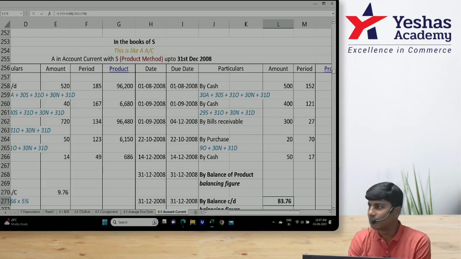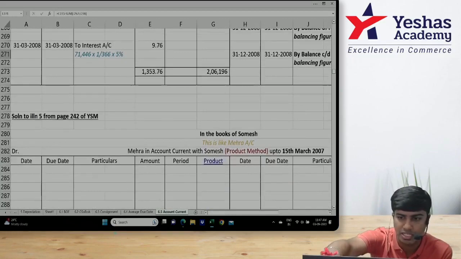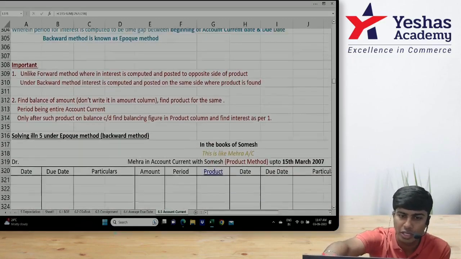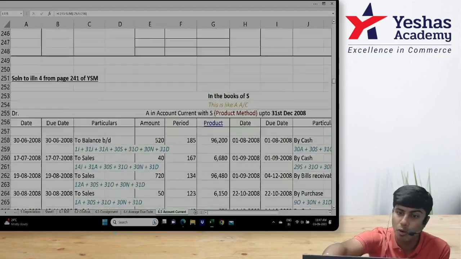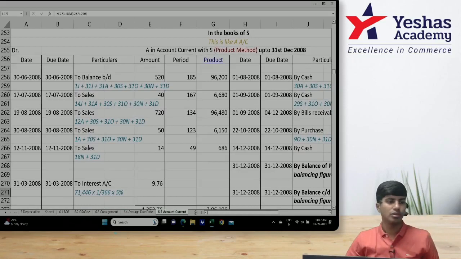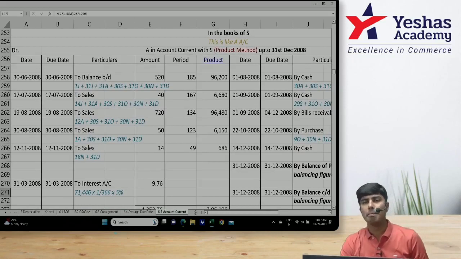Understood? Everyone, copy this. Then we'll do the next concept. The next concept is the fifth question. I'll teach you how to do the epoch method. Epoch is the reverse, it's going to be new. After we do the epoch method, I'll teach you the balance of product method. One more. Copy.